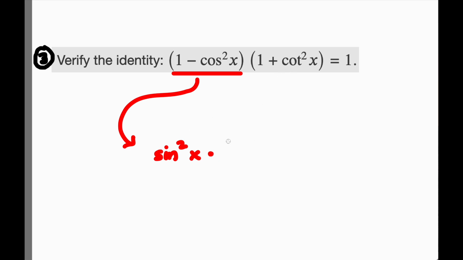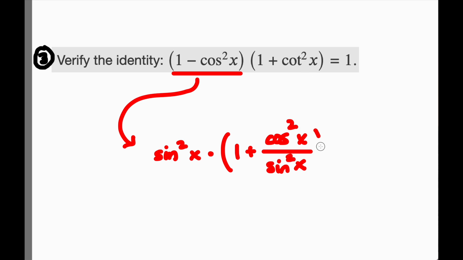Okay, this one right here, it says 1 plus cotan squared. Well, cotan is cosine of x divided by sine of x. But since it's cotan squared, I have to square the top, square the bottom. This is equal to 1. So I basically did this part right here.